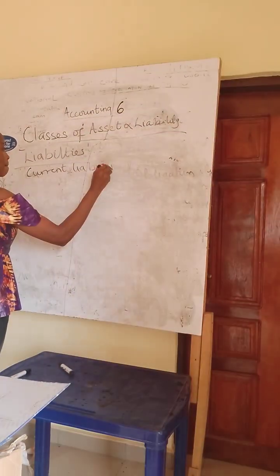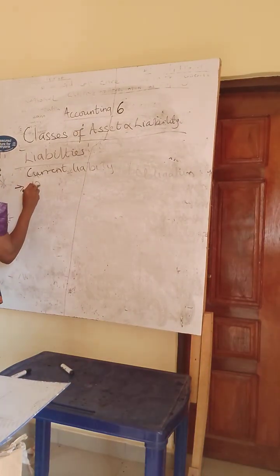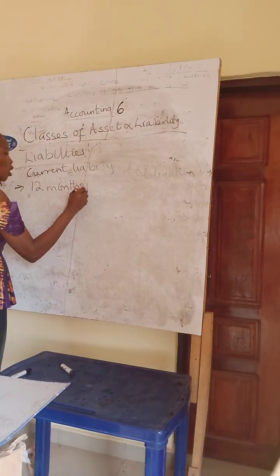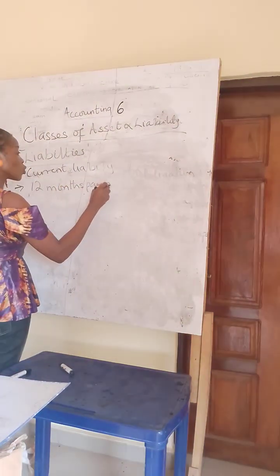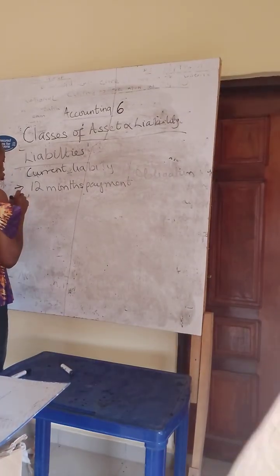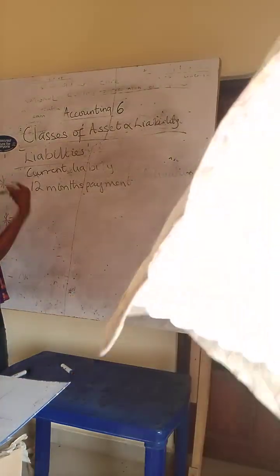Liability. But in addition to that, it is what is due within what? 12 months. So meaning you're obliged to pay within what? 12 months. So within 12 months you must pay. Within 12 months you must pay.